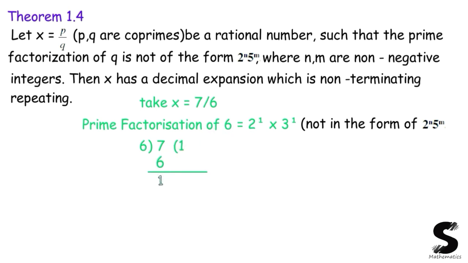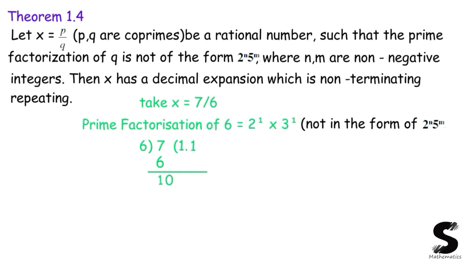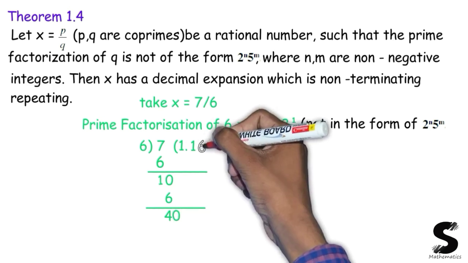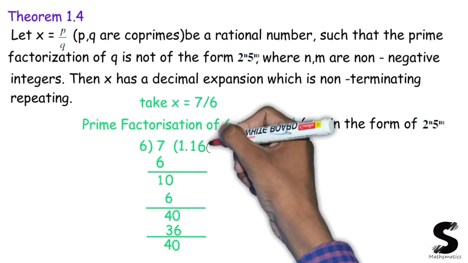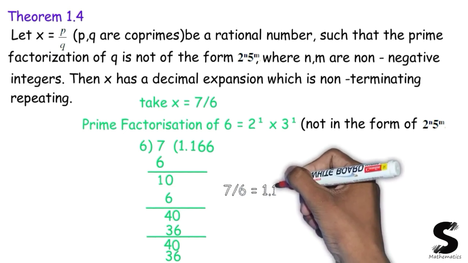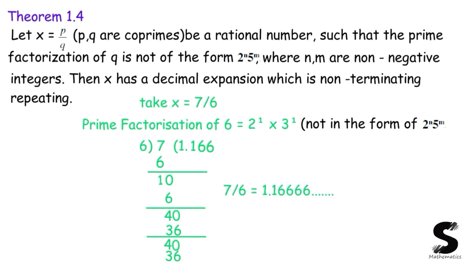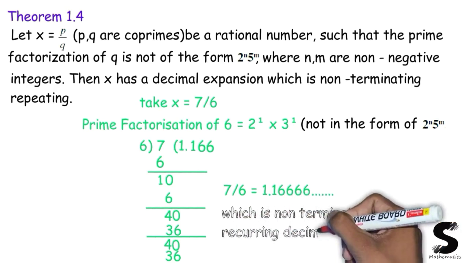Divide 7 by 6, we get 6 1s are 6, remainder 1. Put point here and write 0 beside 1. 6 1s are 6, remainder 4. And write 0 beside 4. 6 6s are 36, remainder 4. Again put 0. 6 6s are 36. If we continue the division, then we get 6 infinitely. Therefore, the decimal expansion of 7 by 6 is 1.166666 and so on, which is non-terminating recurring decimal.